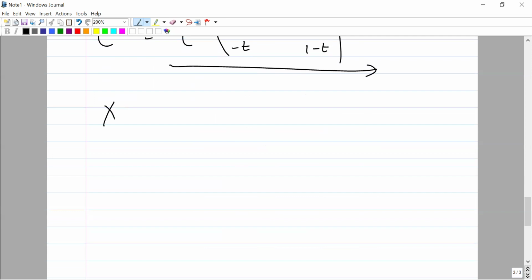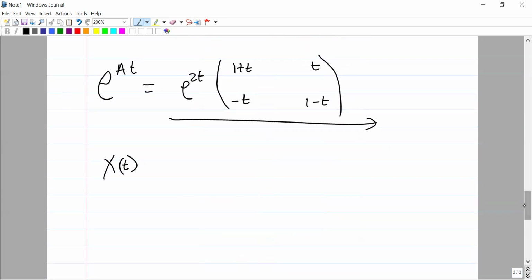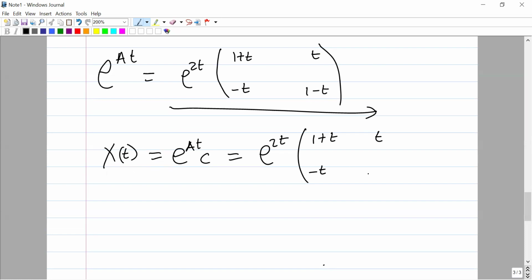And hence we can then say the solution to the homogeneous system is equal to e to the power at times c. This is then equal to e to the power 2t into 1 plus t, minus t, 1 minus t. And we are done.